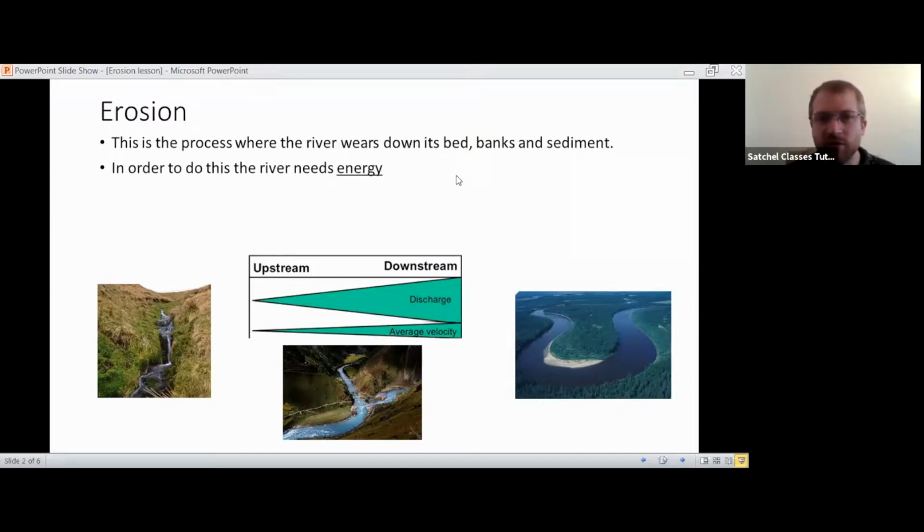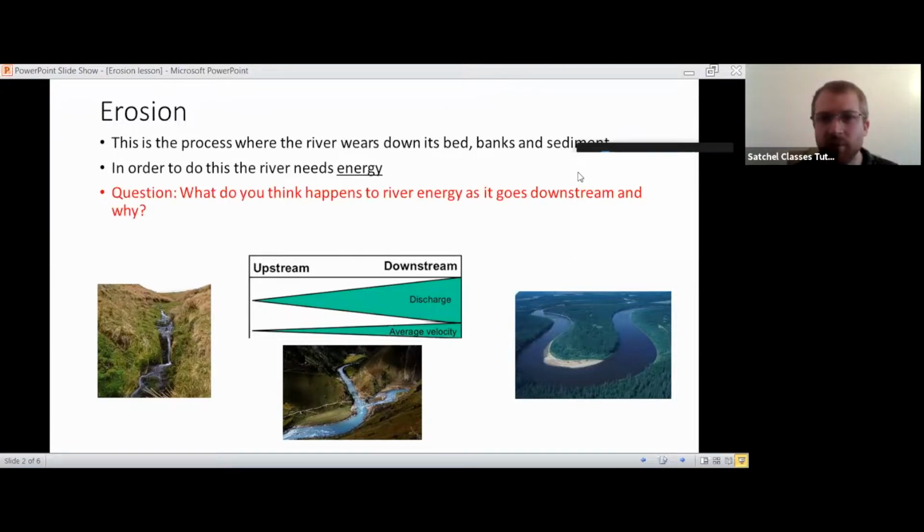So there are two questions that while you're jotting that down, we can think about, which are basically what do you think happens to the river's energy as we go downstream? So from the upper course to the lower course, and why do you think that will be? And you can use the information to help you on the screen below.